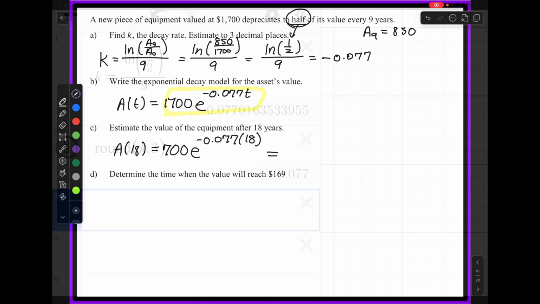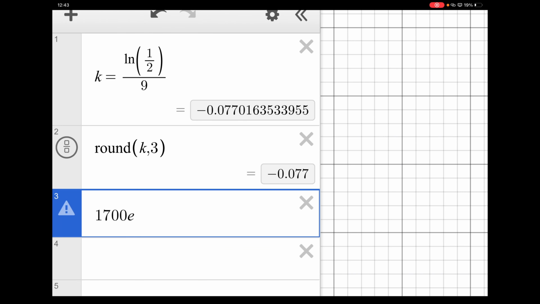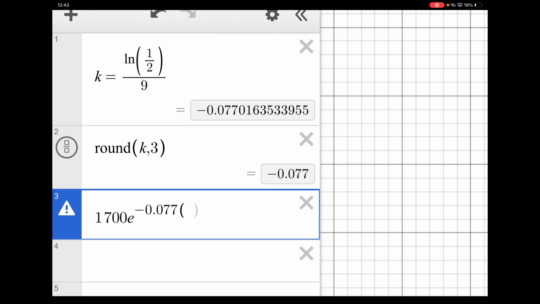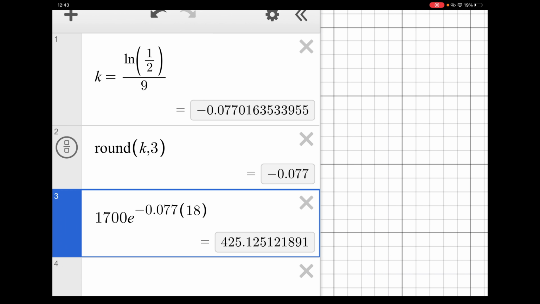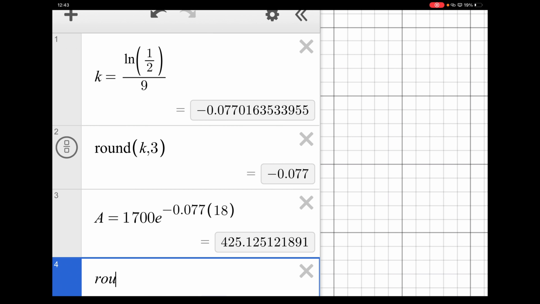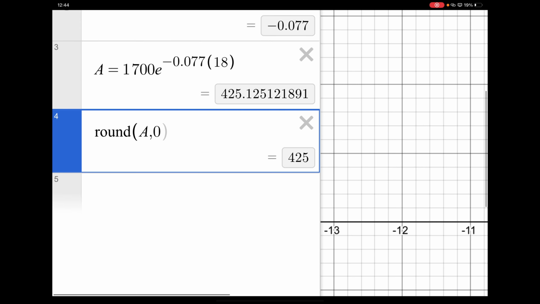So let's plug this into Desmos and see what we get. Okay, so let's type this in. And I made an error and I need to go back and fix it on the example. I meant to write 1700, not 700. That's going to be raised to the negative 0.077. And our time, again, we're going to evaluate this at 18. So we end up with a total of 425. I'm going to store this value to the letter A, so that way I can round the letter A to 0 decimal places, and we end up with 425.